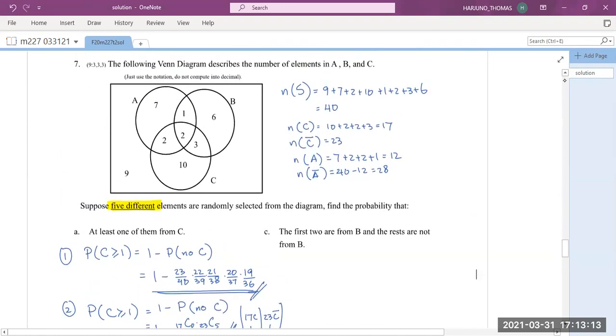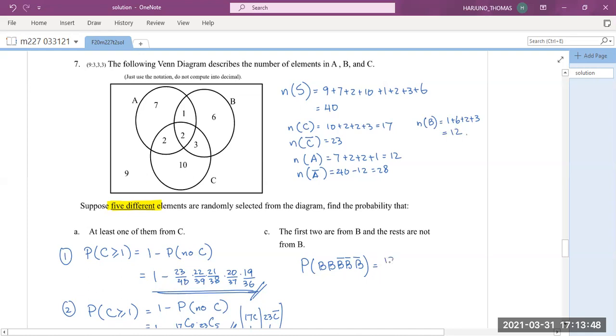Part C, find the probability that the first 2 are from B. Oh, the order is important here, huh? So the probability that you get B twice and the rest are not B's. So the order is important here. Just do it one by one. How many B's, by the way? 1 plus 6 plus 2 plus 3, also 12. Okay, so 28 not B's, right? Now, what is the probability?